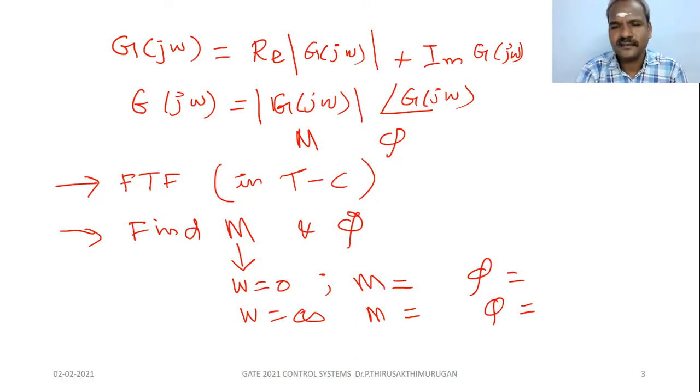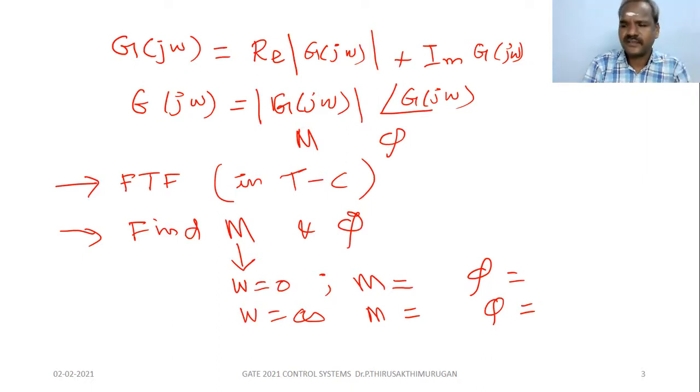So in this expression, the phasor has magnitude M and phase angle phi. As the input frequency varies from 0 to infinity, the magnitude and phase angle change. Hence, it is the tip of the phasor of G of j omega tracing a locus in the complex plane. The locus of G of j omega in the complex plane is called the polar plot.